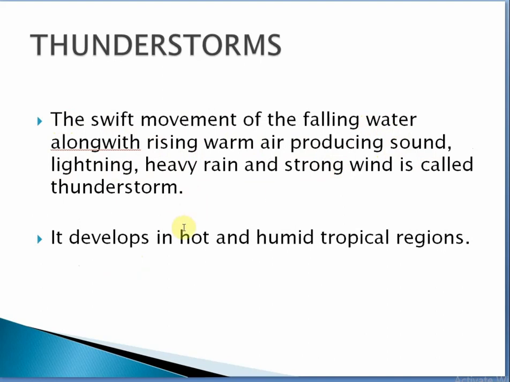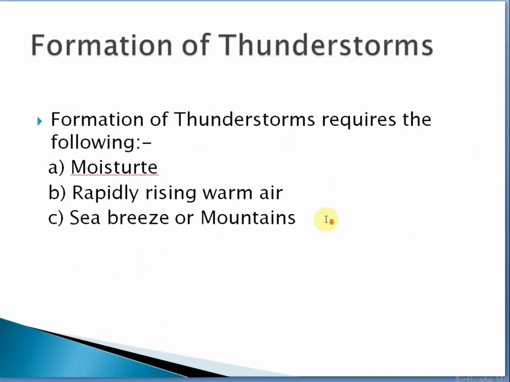Where does it develop? It develops in hot and humid tropical regions. Okay, then next comes the formation of thunderstorm. How are these thunderstorms formed? Formation of thunderstorm requires the following. Number one, moisture. Second one, rapidly rising warm air. And third one, sea breeze or mountains.